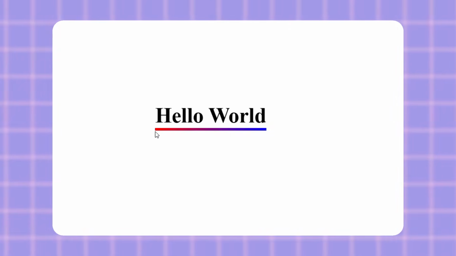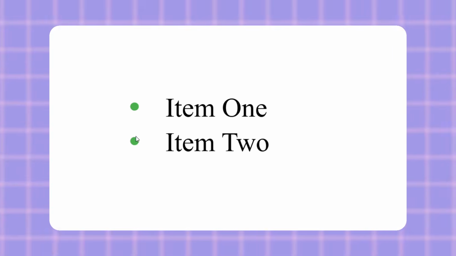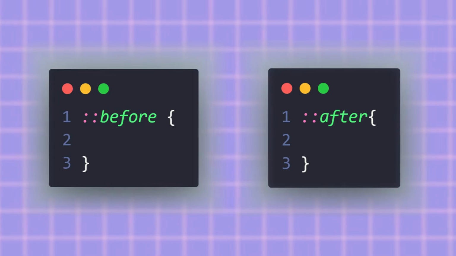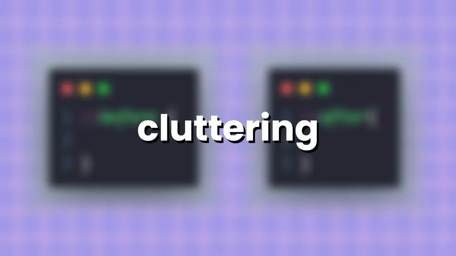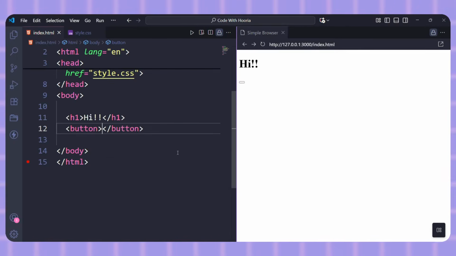If you have ever tried to add a fancy gradient underline or a custom bullet point and couldn't, before and after pseudo elements are your new best friends. They let you add extra content and style without cluttering your HTML. So what are they? Think of any HTML element like a heading or a button.